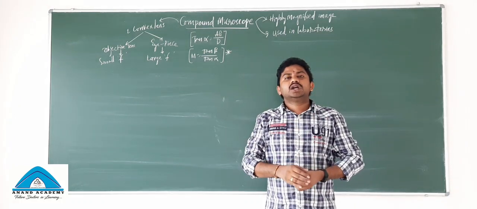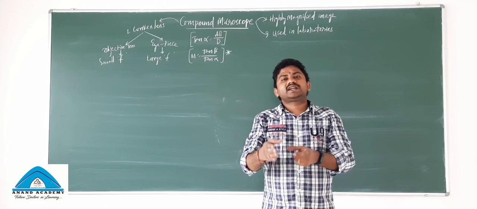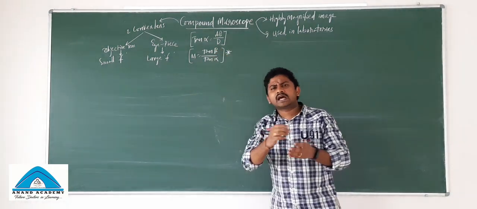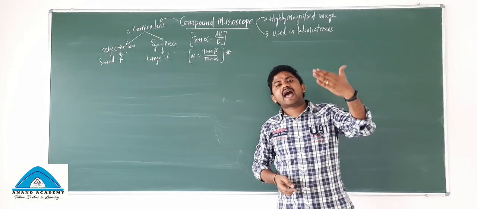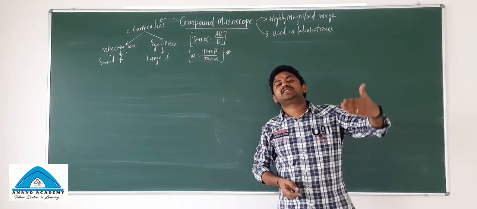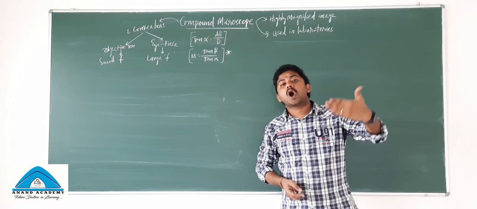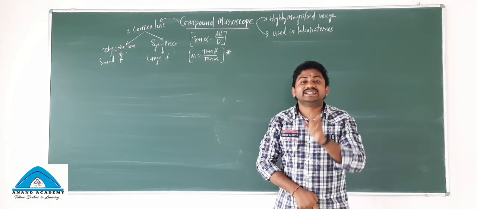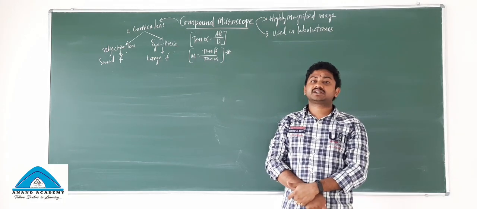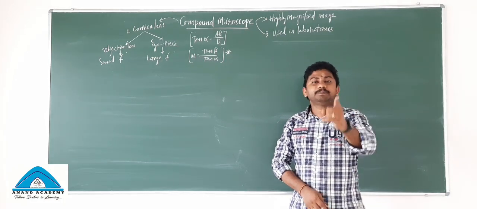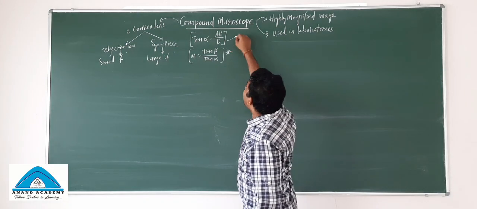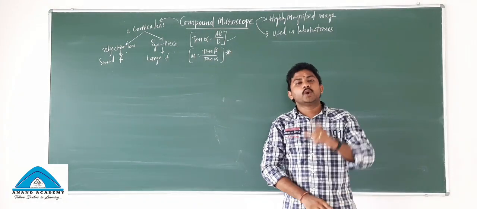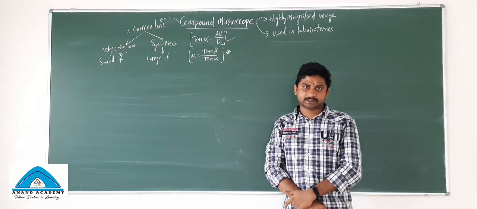Before starting the ray diagram and the magnification derivation, see this. Tan alpha. What is alpha? Alpha is the angle subtended by the object on the eye when the object is kept at D, which is 25 centimeter. So that is constant. In the simple microscope we discussed alpha is AB by D. Here also alpha is AB by D, where AB is the height of the object.